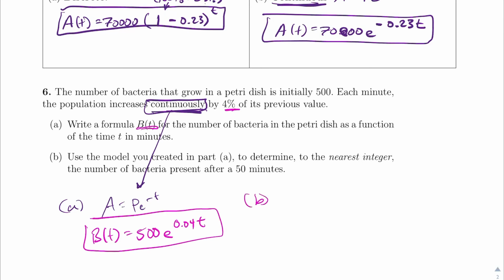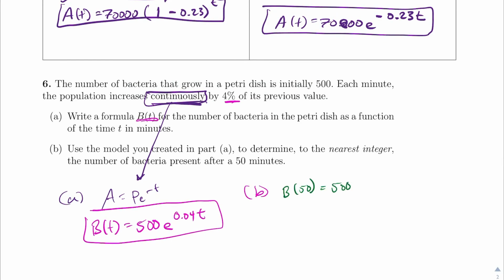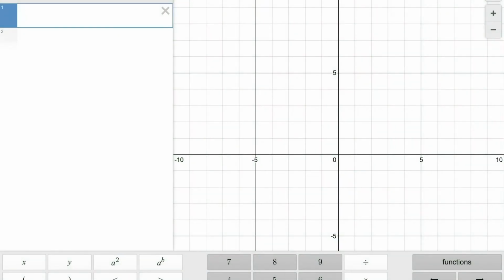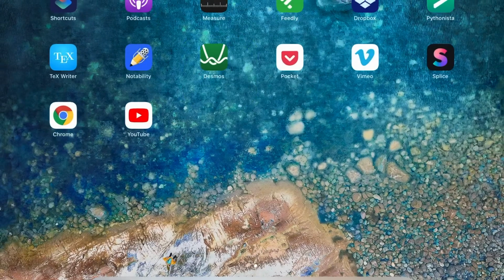For B, use the model that you created in part A to determine, to the nearest integer, the number of bacteria present after 50 minutes. So for this one, we're just plugging in 50 minutes to our formula. And you can use any calculator to do that, so Desmos can handle it. So 500 times e to the rt, so 0.04 times 50. So 26,020 bacteria.